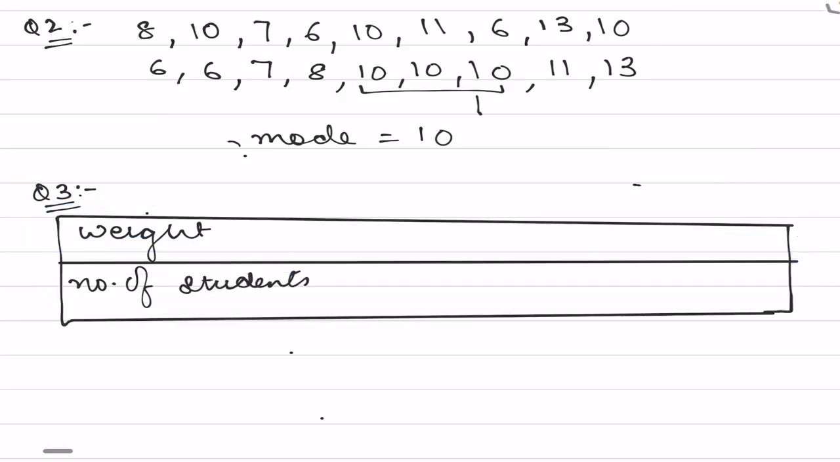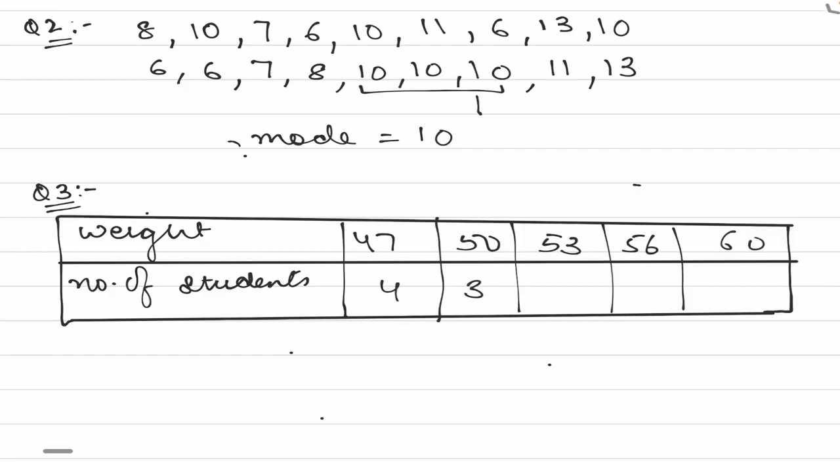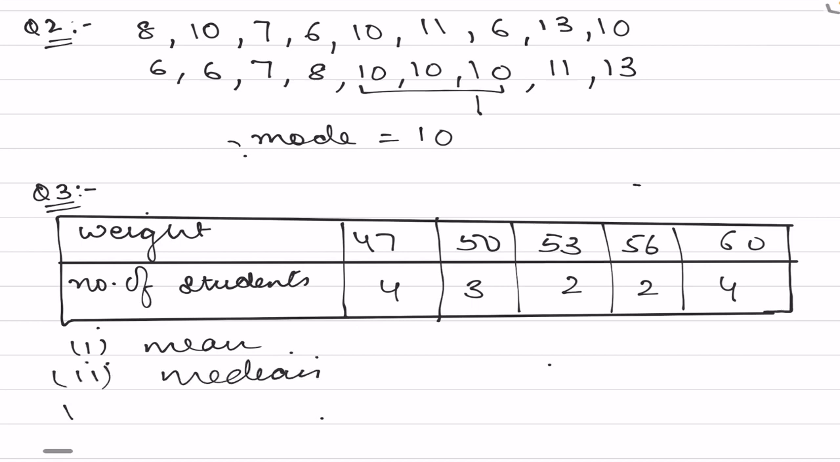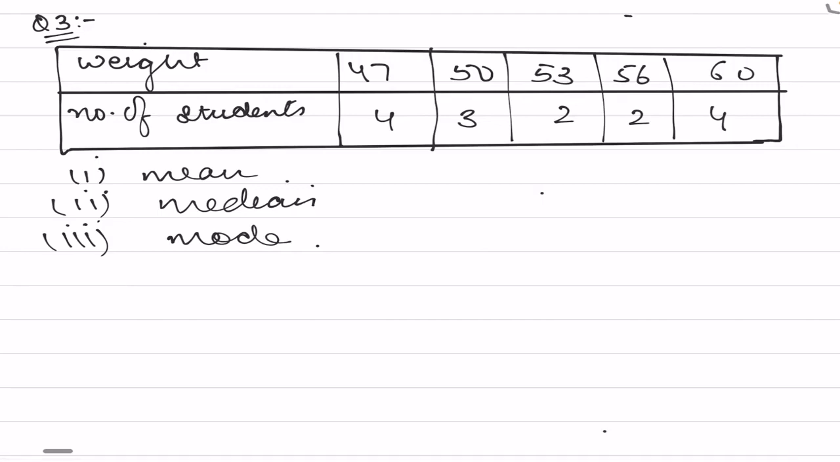Similarly, we will take one more question in which we have been given the weight of 15 students. They said calculate the mean, median and mode. So we need to calculate the mean, then median and the mode. For mean, we can use any formula. The choice is yours.